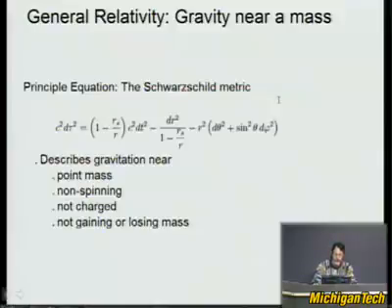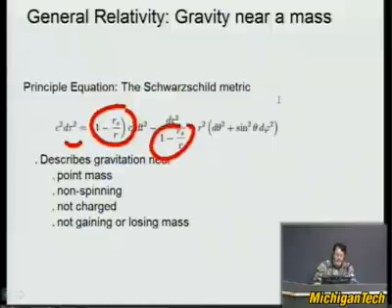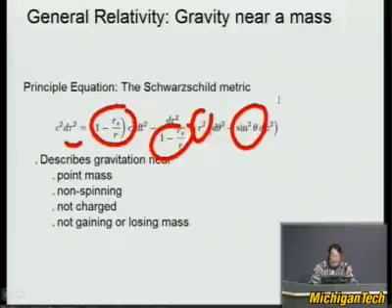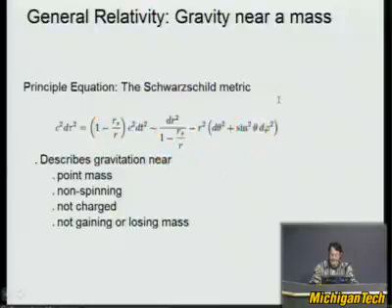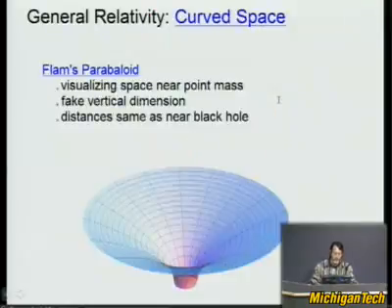And so here you see there are things in front of the dt squared. And I guess this could have been moved over. Here's other stuff. So this is actually the solution for the way space and time curve around a point mass. This point mass is not spinning, it's not charged, it's not gaining or losing mass. It's just sitting there. It's the simplest case, but there's really cool stuff that happens even with this simple case. So let's review some of that.